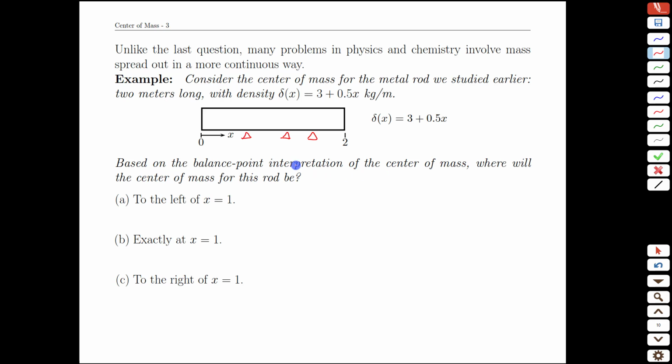Take a moment to think about that and ask yourself, where would the center of mass or that tipping point on the rod be, given what we know about the density and the length? Pause the video for a moment, and then we'll check in.